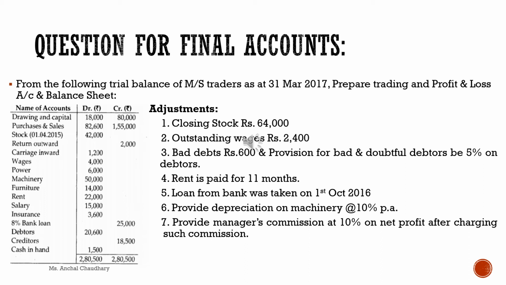Whenever in your questions of final accounts some adjustments are given, the first thing you have to do is solve the adjustments first. First is your closing stock, that is 64,000. Closing stock will be treated in two ways. First, it will come under the trading account on the credit side, and it will also come under the balance sheet on the asset side.